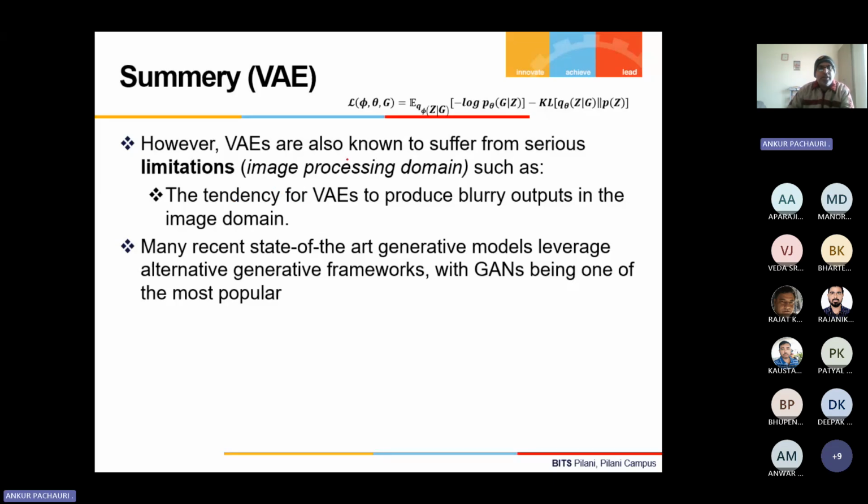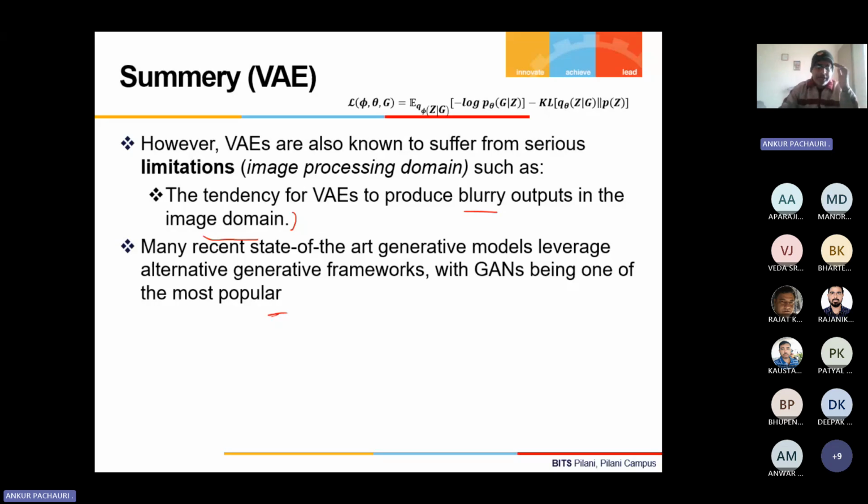VAEs are also known to suffer from a severe limitation in the image processing domain, specifically the tendency of VAEs to produce blurry output. So if we are using it for the image domain, it will generate blurry output. Many recent state-of-the-art generative models leverage alternate generative frameworks, with GANs being one of the most popular, that can be used to get rid of this problem.